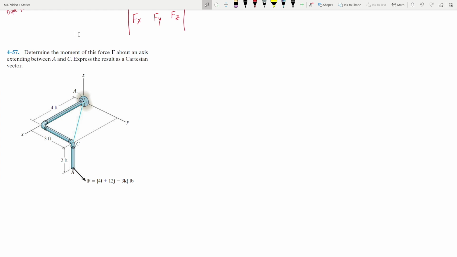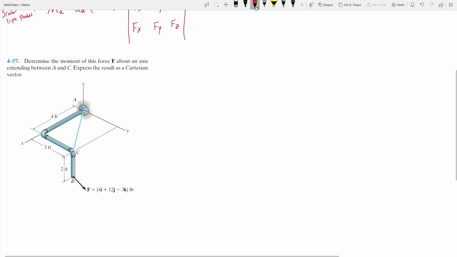To start off this problem, let us write the equation for a moment about a specified axis. So I'm going to change colors again. In this case, we're going to want the moment about AC. So our equation is going to be moment along AC equals the unit vector along AC dotted with R cross F.